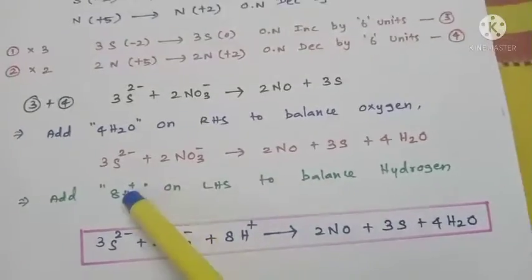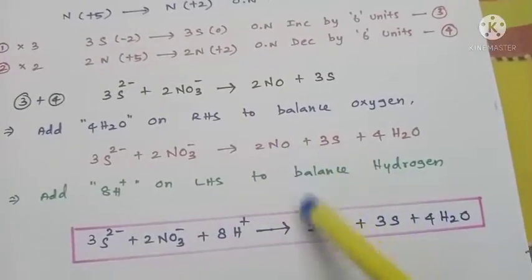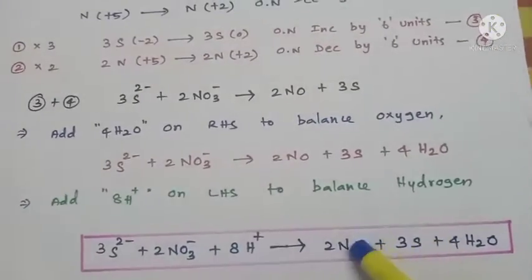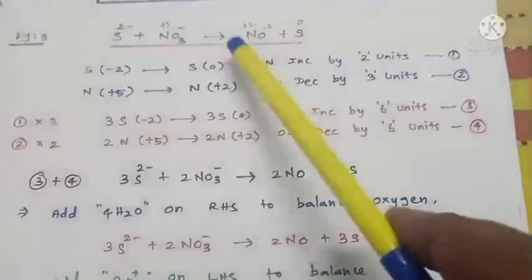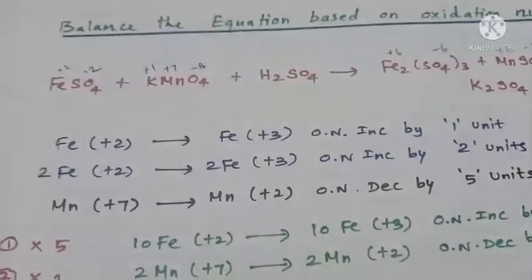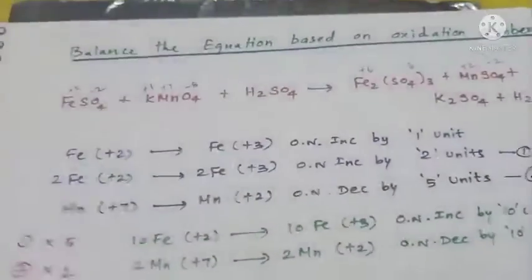This is what I have introduced. It gives on the right side 2NO plus 3S plus 4H2O. Okay, so this is the balanced form of the given question. Right. And another example, balancing of a redox equation based on the oxidation number method.